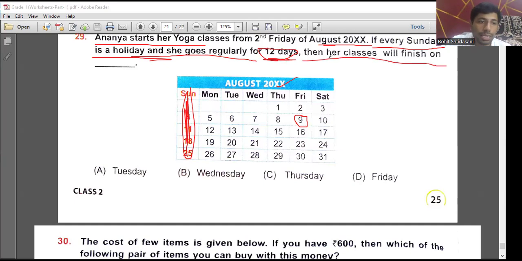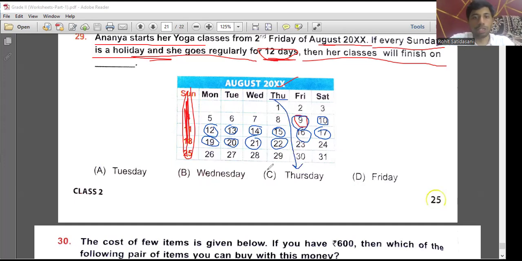Okay, so let's start. One day, because she started on 9 and she's going for 12 regular days. 2, 3, 4, 5, 6, 7, 8, 9, 10, 11, and 12. So she'll finish the classes on 22nd, which is Thursday. Which day is it? Thursday. Option number C is correct option.